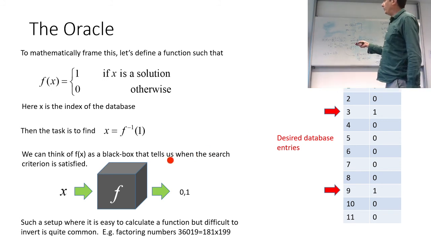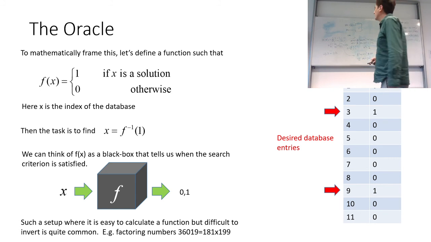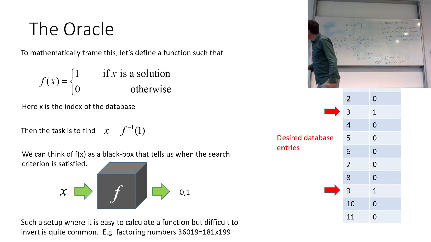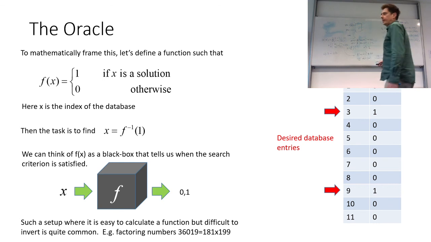This x variable goes from 1 to n, I think, is the notation that we'll be using. Maybe not on this slide, but later.